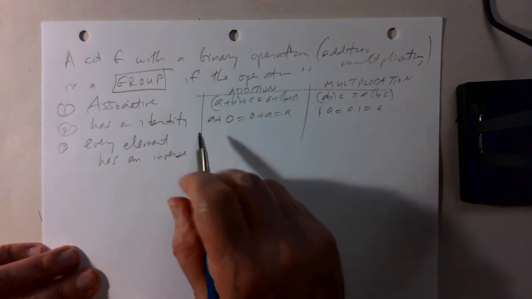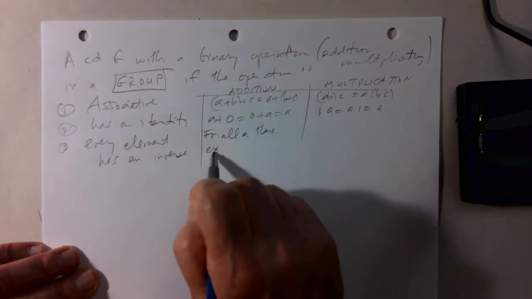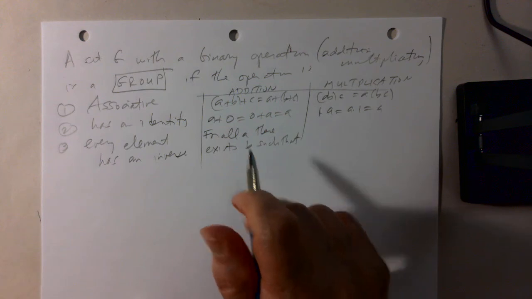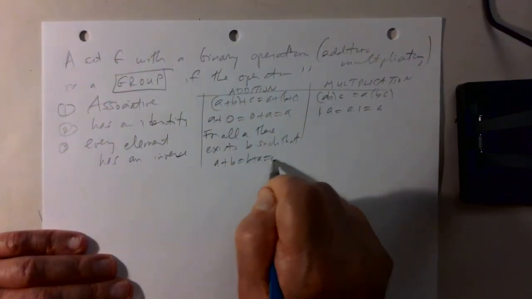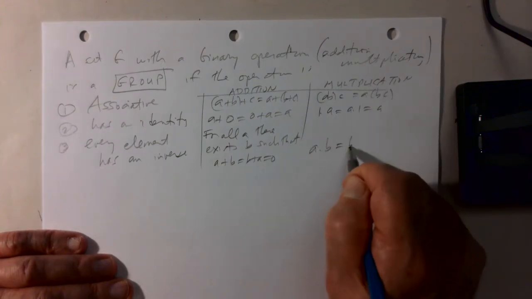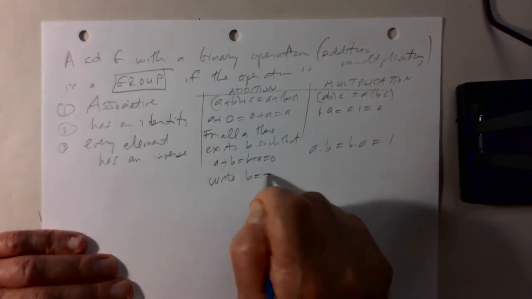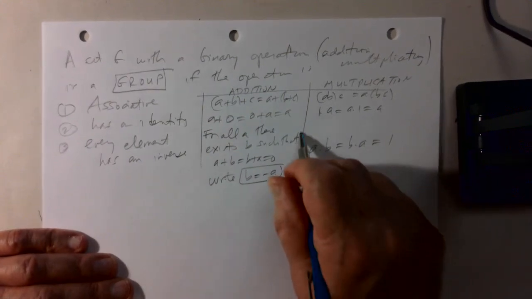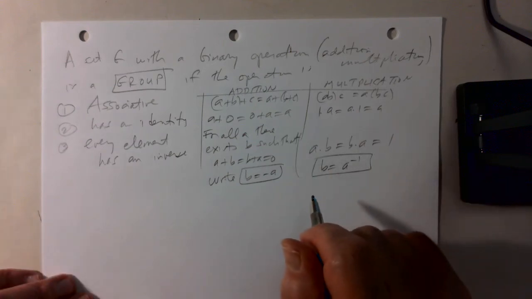And to say that the element has an inverse, for all A, there exists a B such that for an additive group, A plus B and B plus A equals 0. And for a multiplicative group, A times B and B times A equals 1. And we often write B as minus A if the operation is addition, and B is A to the minus 1 if the operation is multiplication.